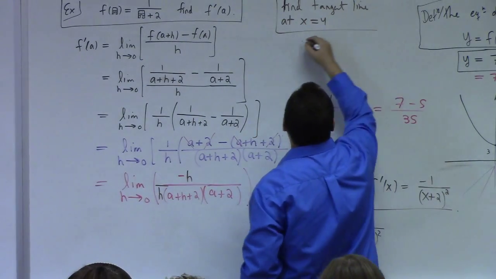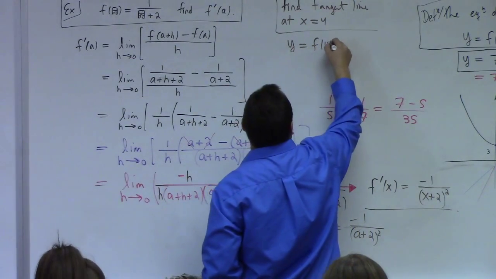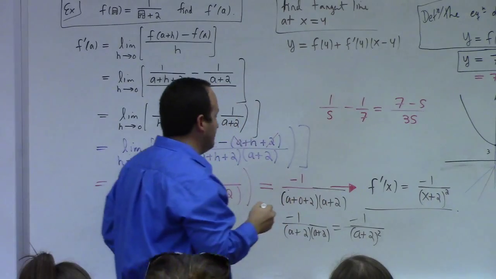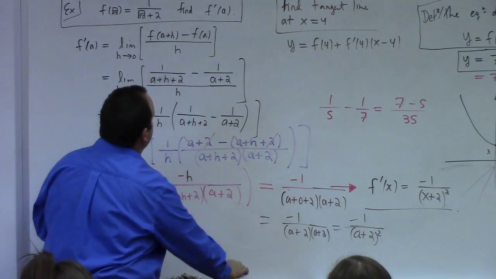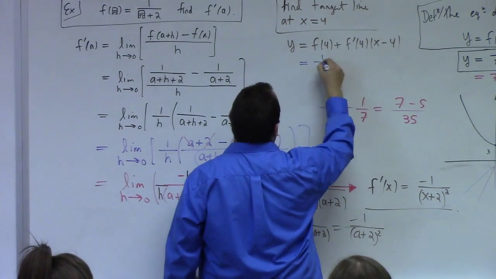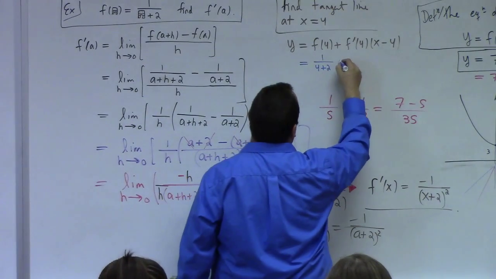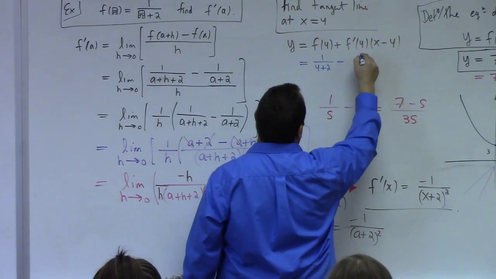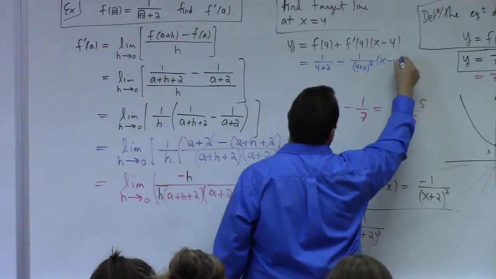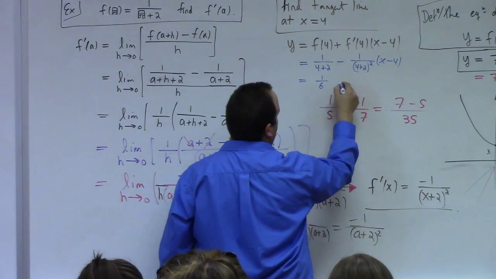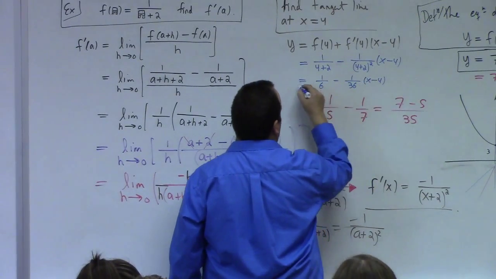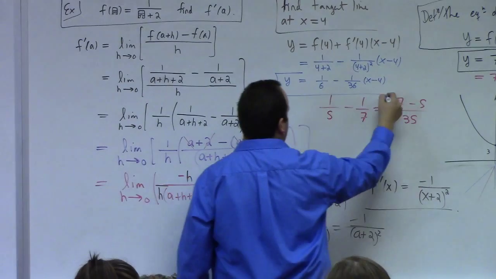Okay. So it's going to be y is equal to f of 4 plus f prime of 4 times x minus 4, by the definition of the tangent line. So I just have to plug 4 into the formula for f. 1 over 4 plus 2. I'm going to write out the steps if it's okay. Minus 1 over 4 plus 2 quantity squared, times x minus 4. Of course, this simplifies to, as you said, 1/6 minus 1 over 36 times x minus 4. So there you go. That is the equation of the tangent line right there.